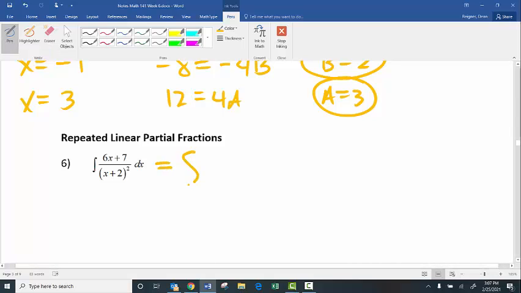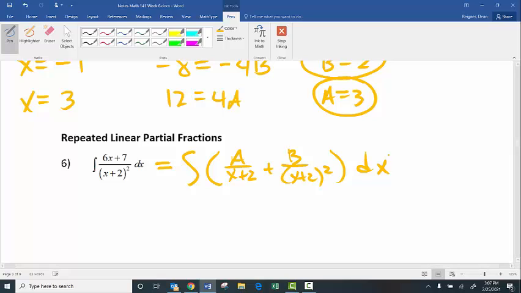Integral, parenthesis, a over x plus 2 plus b over x plus 2, the quantity squared, end your parenthesis, and then a dx. So since it's repeated, since it's squared, you do x plus 2 to the first power, and then you do x plus 2 to the second power over a and b respectively. If it was x plus 2 to the third power, then you'd add a third one. You'd add c over x plus 2, the quantity cubed.